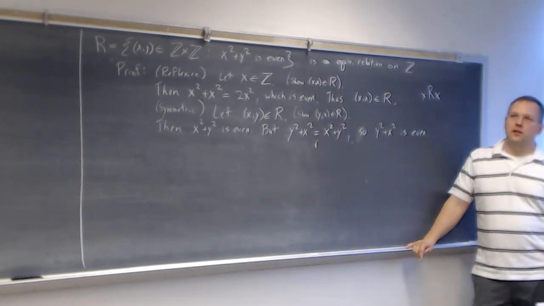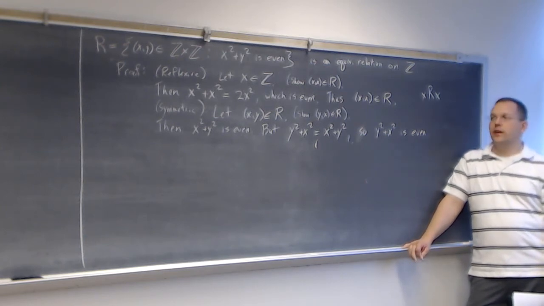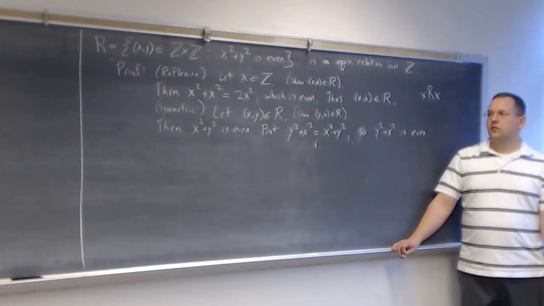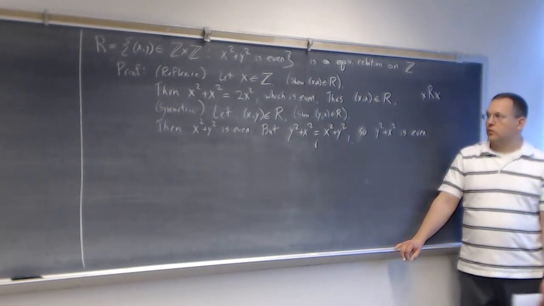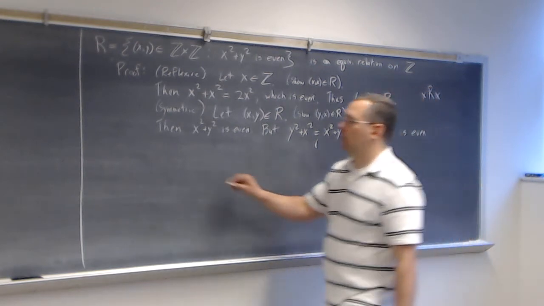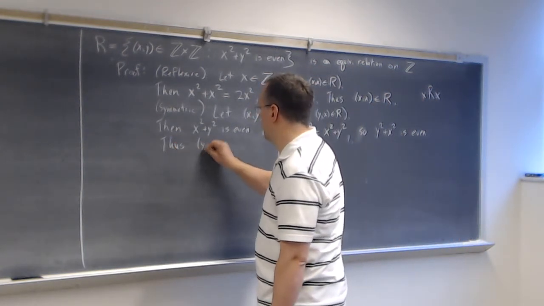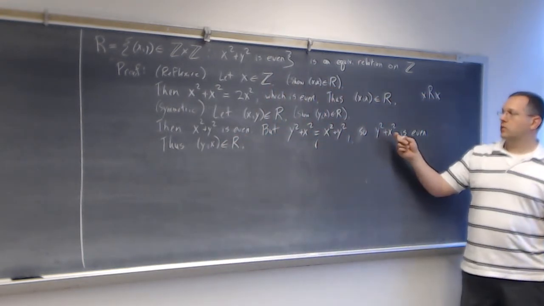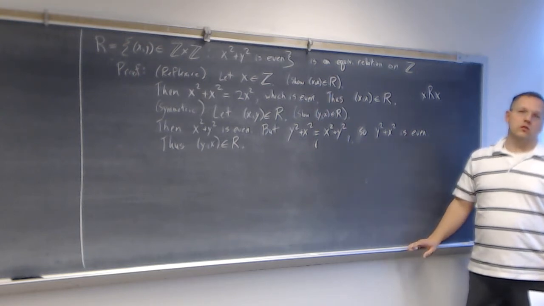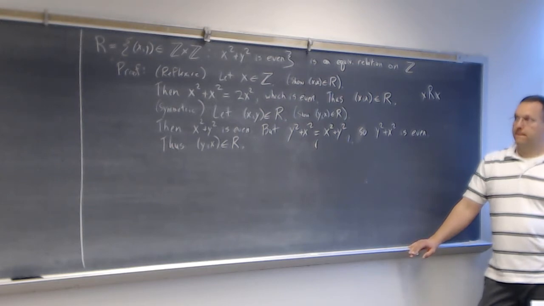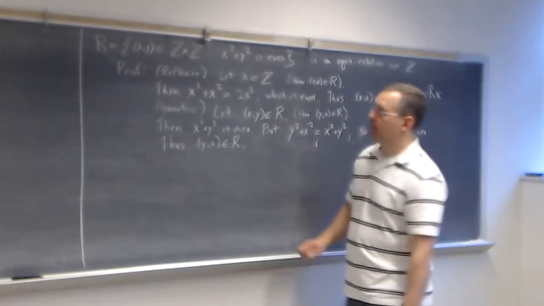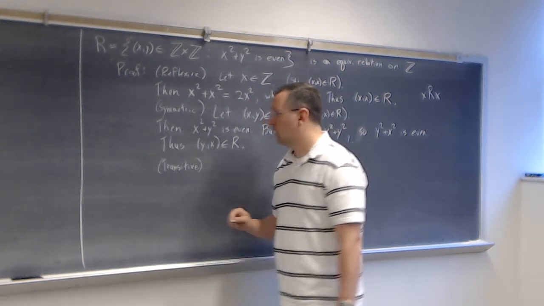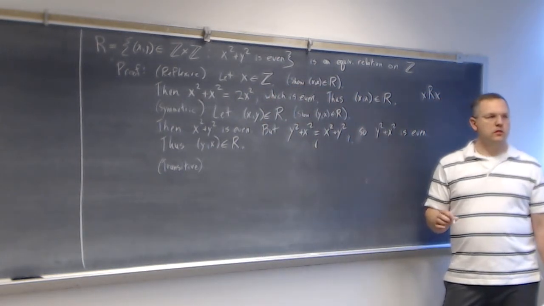I mean, you could try to bust out the definition of even and set x squared plus y squared equal to 2 times an integer. That'd be okay, and then you just have an equation to work with. But if x squared plus y squared is even, and y squared plus x squared equals x squared plus y squared, then this has to be even as well. Thus, (y, x) is in R. Because y squared plus x squared is even, I can conclude that (y, x) is in R, or y is related to x. So I've shown that this relation is symmetric. Last thing I need to show is transitive. Any questions?